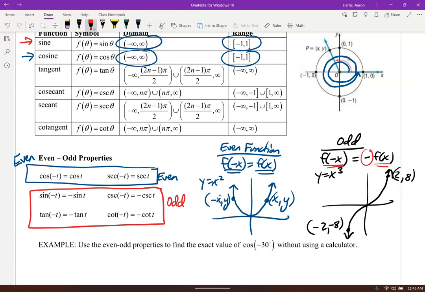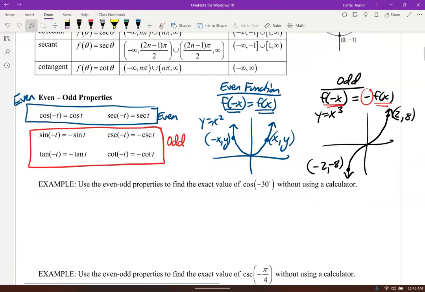The sine is an odd function, and the tangent is an odd function too. Again, we'll see those graphs later, and you'll be able to see how they are reflective about the x and y axis to be odd. Okay, let's use these properties for now, just algebraically, to find the exact value of the cosine of -30 degrees.